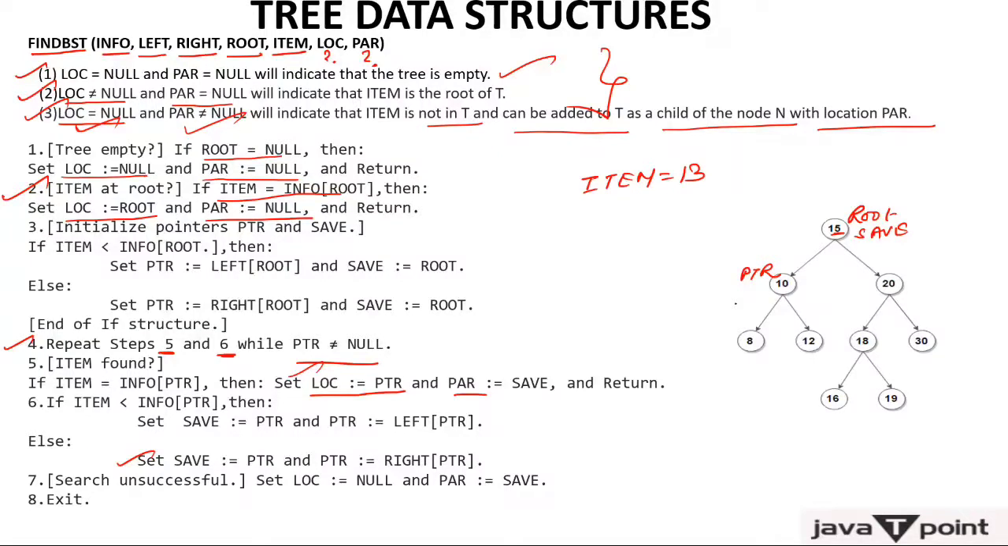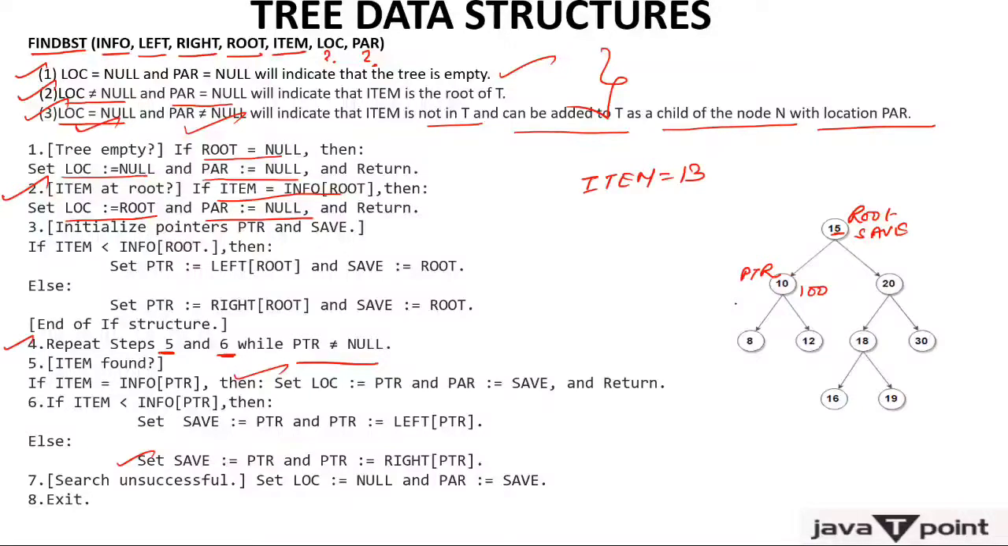Okay, then I follow the fourth step. The fourth step is saying repeat steps 5 and 6 while PTR is not null. Is PTR not null? Yes, PTR has the address of this node. Suppose the address of this node is 100. Yes, PTR is not null. Okay, then I check whether the item I'm looking for is equal to info PTR. The item I'm looking for is 13 and the information of PTR is 10. No, it's not equal. Then I'll not execute this. Fine, I'll go to step 6.